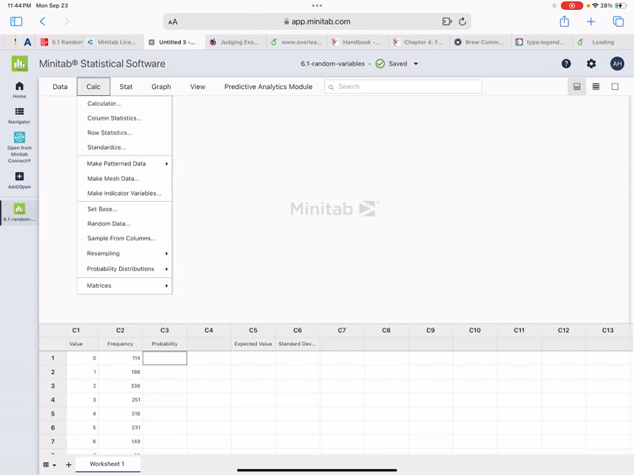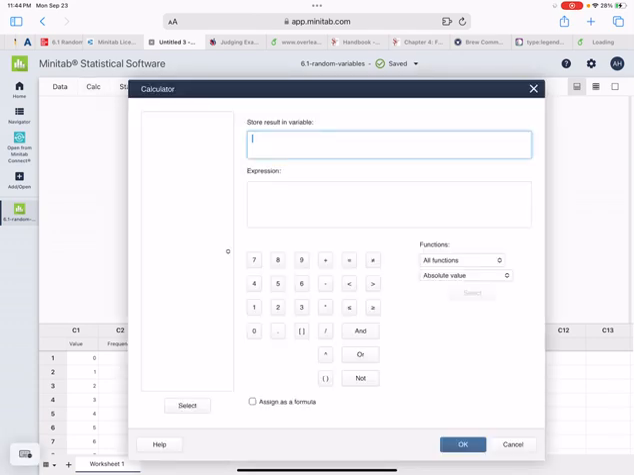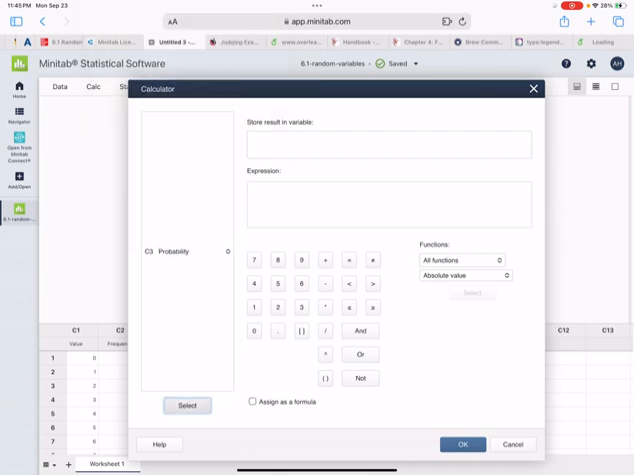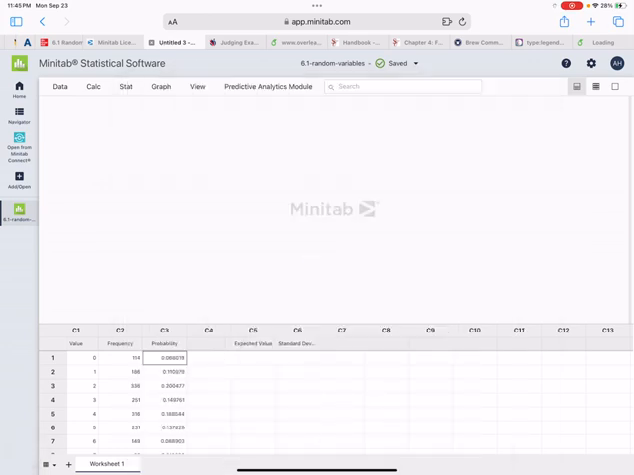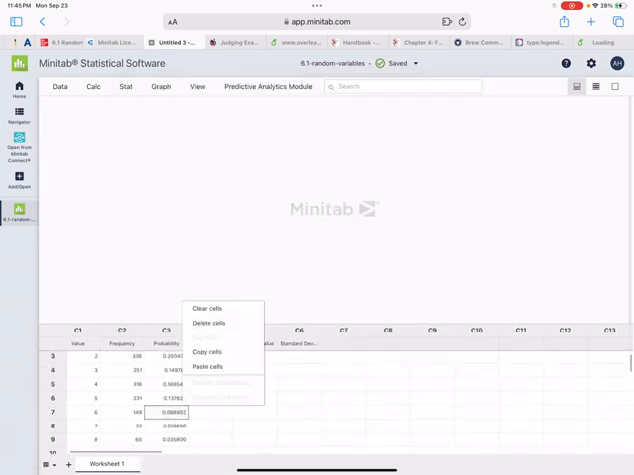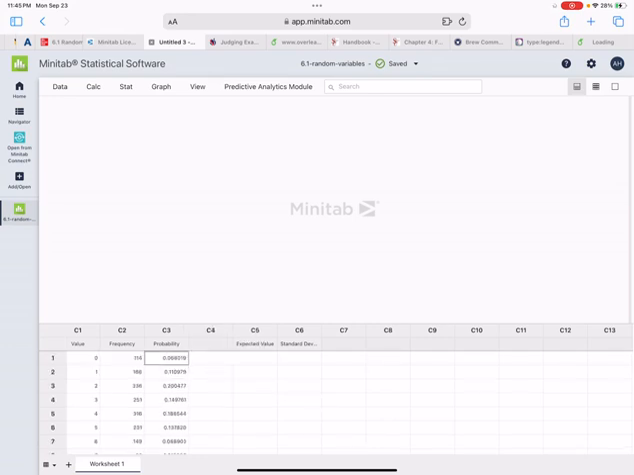So let's see if we can get the frequencies. We're going to store the result in variable probability. And the expression is going to be each frequency divided by 1676. Let's see if that gives it to us. There you go. Maybe we could work on rounding. I'm not sure how nicely it'll round for us, but those are our results.